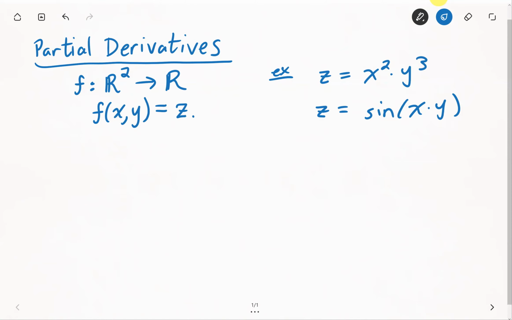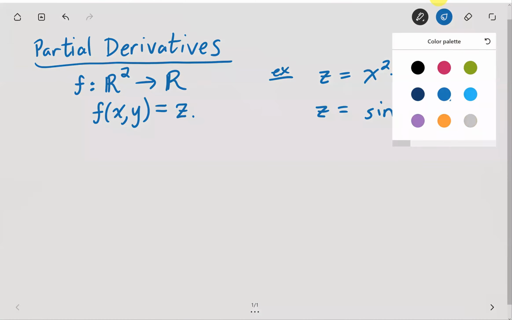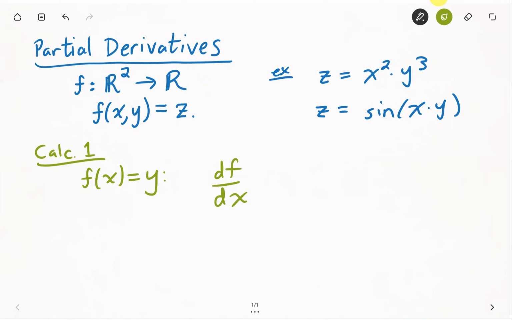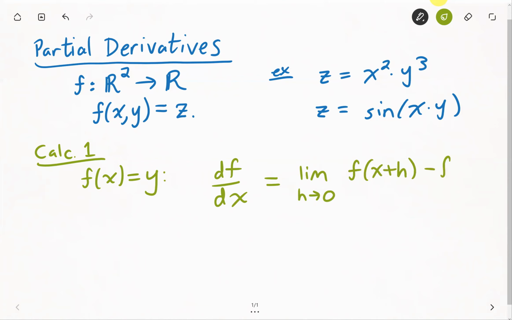You might remember from Calculus 1, so we'll do a little blast from the past in perhaps a different color. For a function f of x equals y, we would define the derivative df dx, or we might also write that dy dx, to be the limit as h goes to 0 of f of x plus h minus f of x all over h.